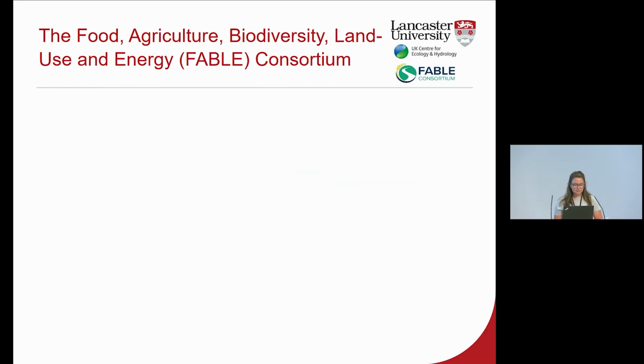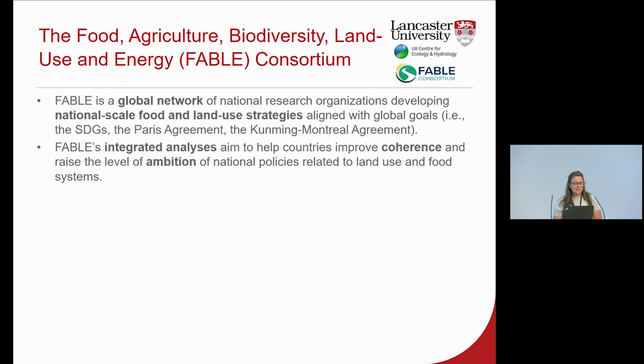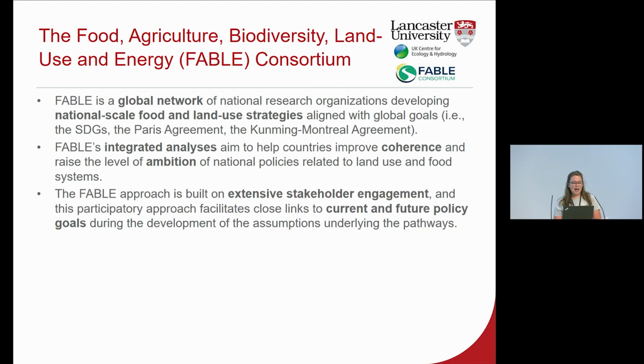The FABLE calculator was designed and developed by the Food, Agriculture, Biodiversity, Land Use and Energy Consortium. This is a global network of national research organisations developing national-scale food and land use strategies aligned with different global goals, such as the Paris Agreement and the Kunming-Montreal Agreement for Biodiversity. Its integrated analysis aims to help different country teams improve coherence and raise the level of ambition of national policies related to land use and food systems. And it is built on extensive stakeholder engagement.